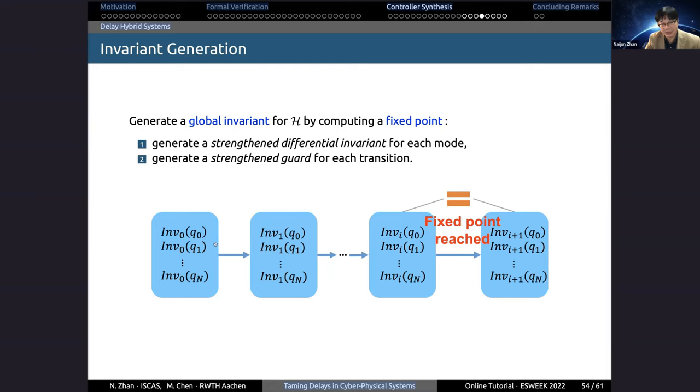Also, we use this resulting differential invariant to strengthen the guards of the discrete jumps, so that the discrete jumps can also guarantee the safety. That is the basic idea.